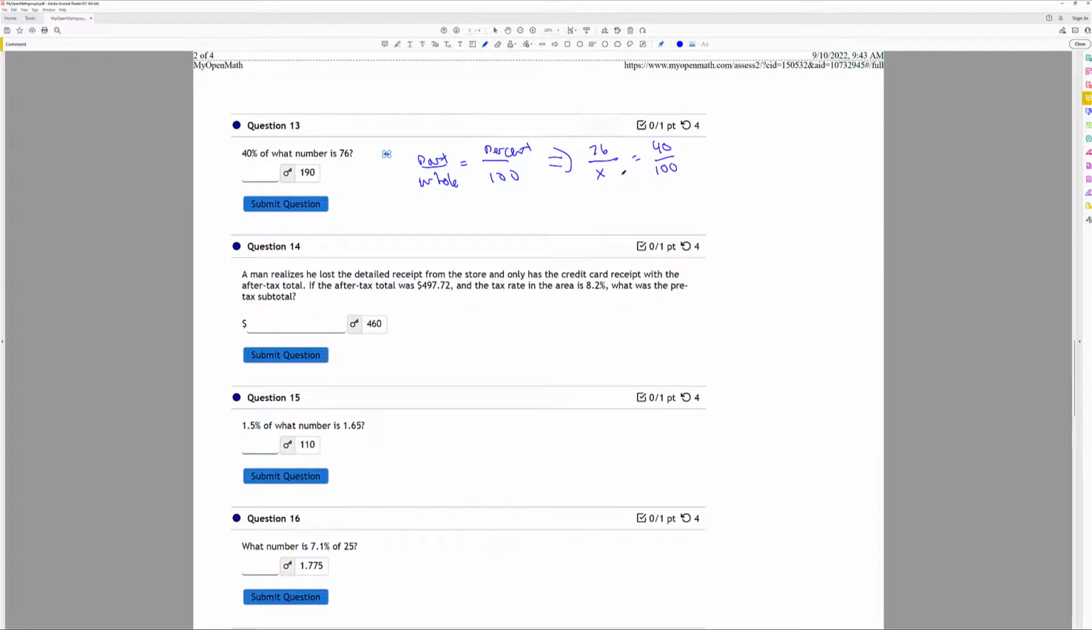Okay, so we can cross multiply and divide. We would have 76 times 100 is the same thing as 40x. So x is equal to 76 times 100 divided by 40. And we end up with, this is our x. X is equal to, in this case, 190.